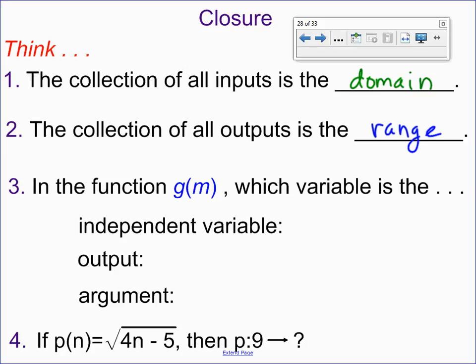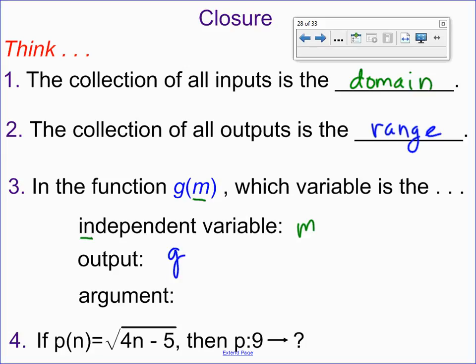So let's go ahead and check. In the function g of m, which variable is the independent variable? Aaron? M. Thank you. I think of it this way: the independent variable is inside the parentheses. The input is inside the parentheses in function notation. So m is the independent variable. Because this question asks which variable is the output, I would say g is the output.